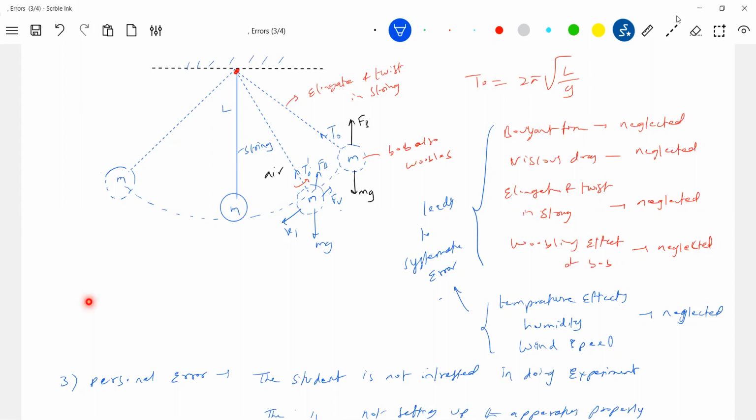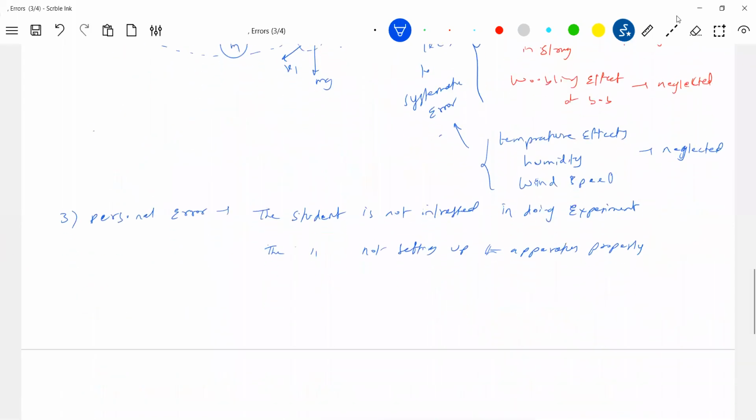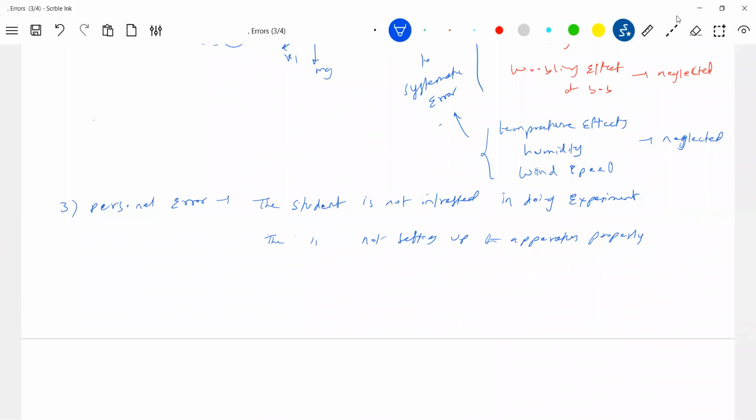And intentionally opening a window, switching on a fan, or keeping a fan nearby, all this will come in. The student not setting up the apparatus properly, or not being interested, is carelessness. Some student will slip an apple into the lab. His friend will be doing the experiment, and somewhere in between, someone will interfere, saying, "Oh no, you are wrong." And not making observations properly, carelessness by the student while doing experiments, all this will come under systematic error.